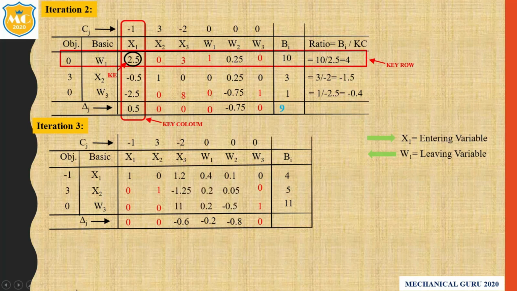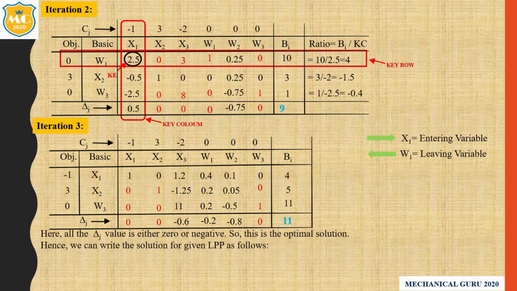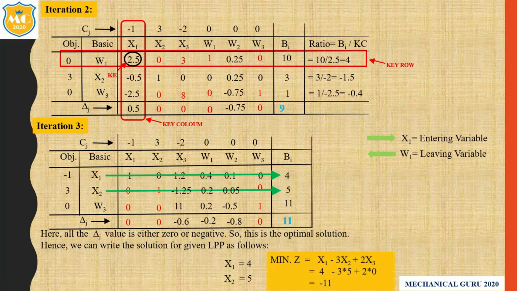Okay, so here all the delta j values are 0 or negative, hence this is the optimal solution. Now here we get 11. So here x1 is equal to 4 and x2 is equal to 5. Okay, so put these values in our original objective function, that is minimize z is equal to x1 minus 3x2 plus 2x3. Okay, so here we get minus 11.